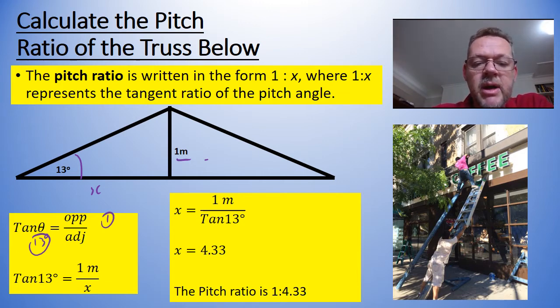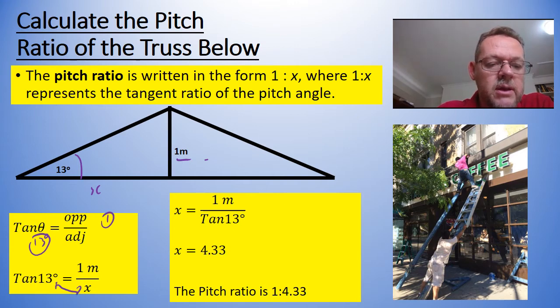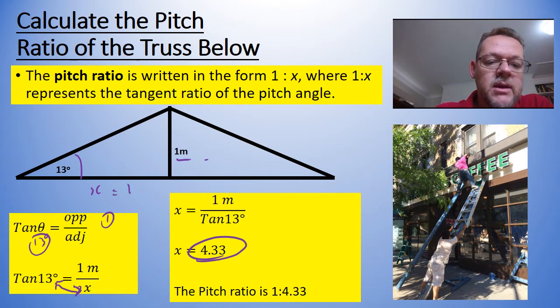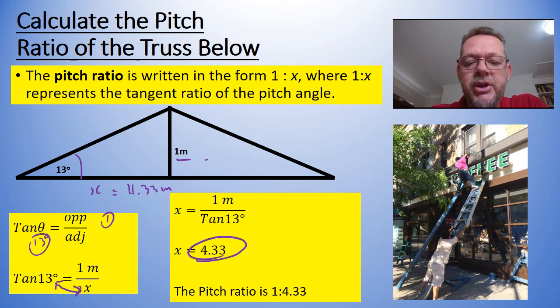So we just need to rearrange. Remember, when you see a fraction like this, these two can swap places. So to rearrange, we can just say that x equals 1 meter over tan 13. Now that will tell us that x equals 4.33. So that means this is 4.33 meters long. Now we write the pitch ratio as 1:x. So 1:4.33.